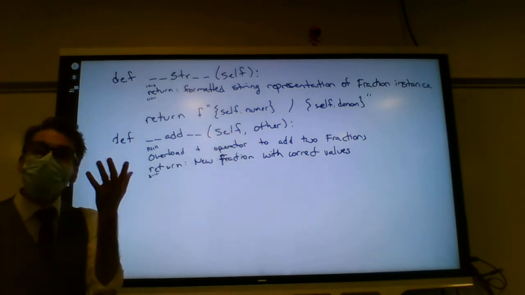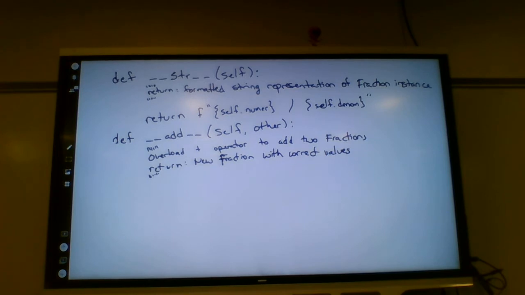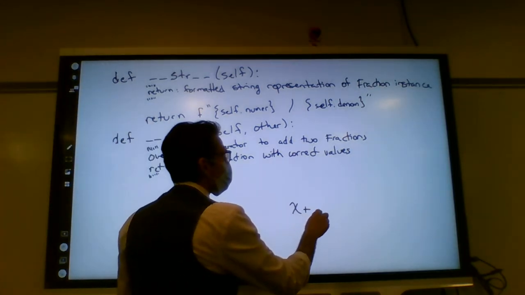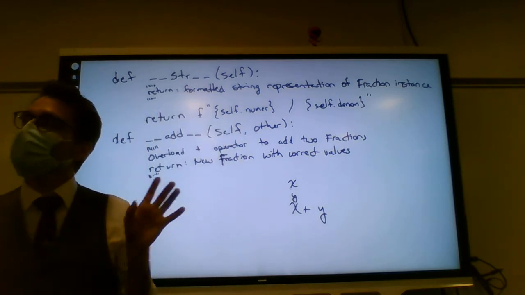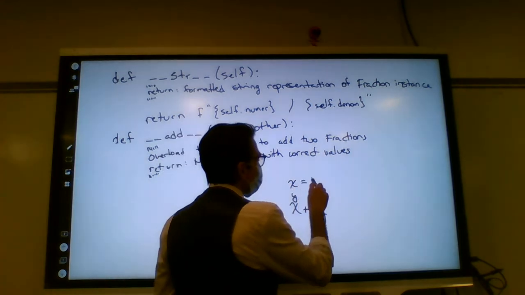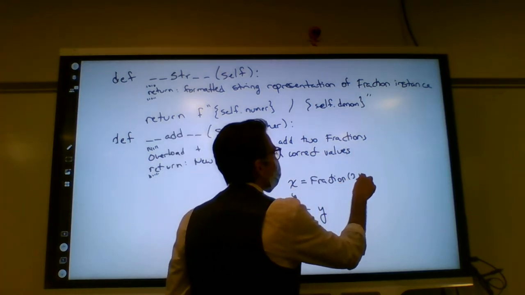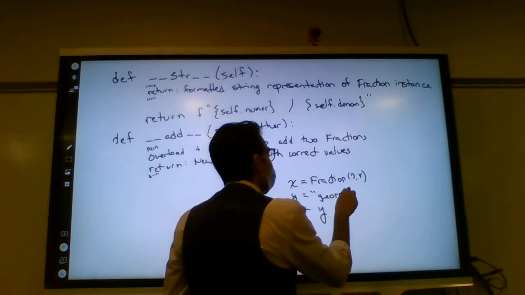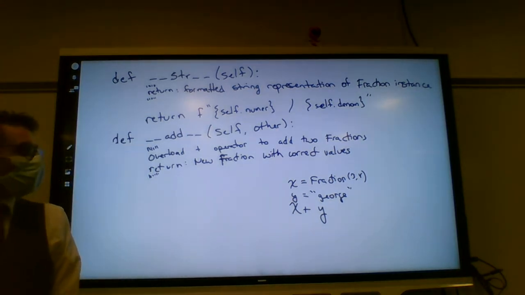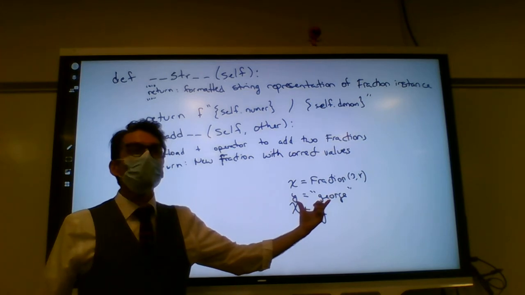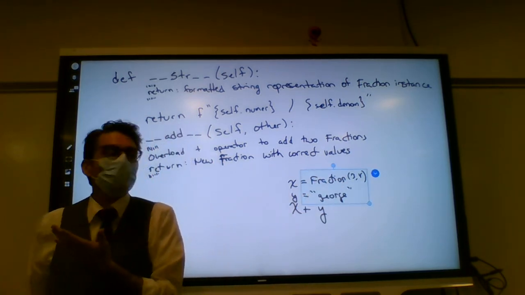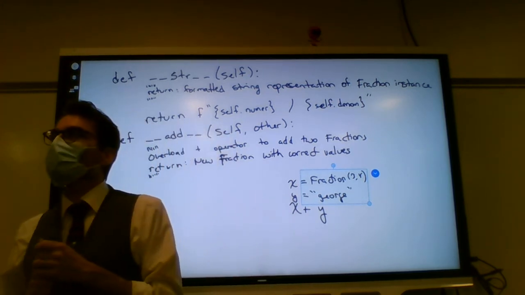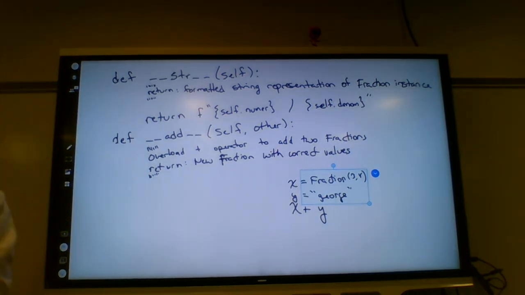What do we want to have happen? Do we need to do any error handling or any error checking at this point? Well, let's see. If we're going to do x plus y, that means the user has typed that in. The user has created an x, and the user has created a y. And then the user is doing x plus y. So what if the user said fraction 3 comma 4, but then they said y was George. That's perfectly fine as far as Python's concerned, because they didn't call our fraction class, so our error handling doesn't kick in. But when we get to x plus y, then we have a problem, because we haven't checked how to add a fraction and a string.